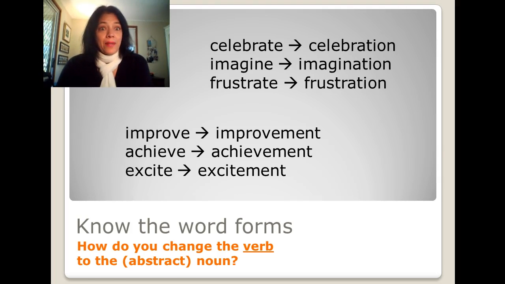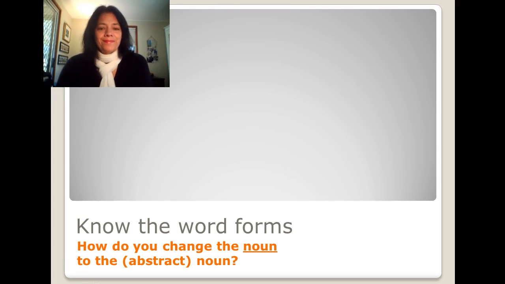What do you notice about these ones? There's an E, and over here, the E must remain. So what rule can you form? To form an abstract noun with M-E-N-T, you need to keep the E. I'm sure you can remember. We did adjective to noun, verb to noun.